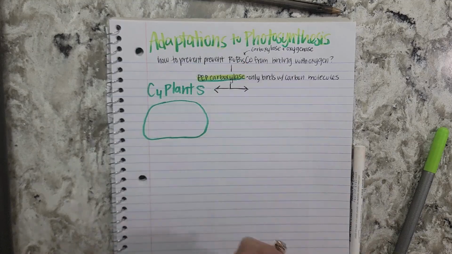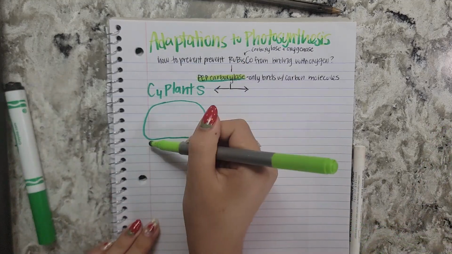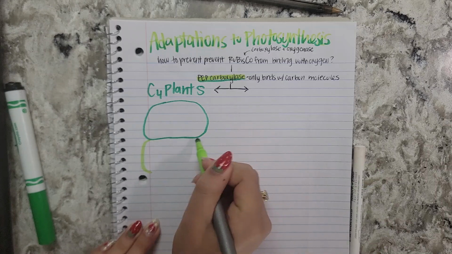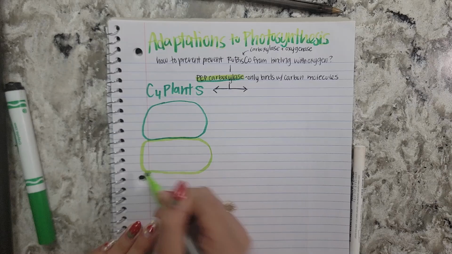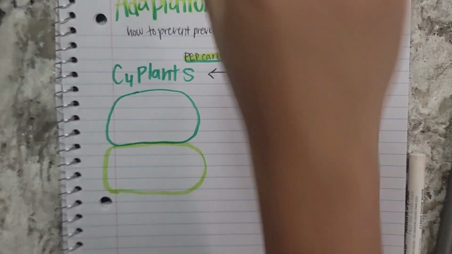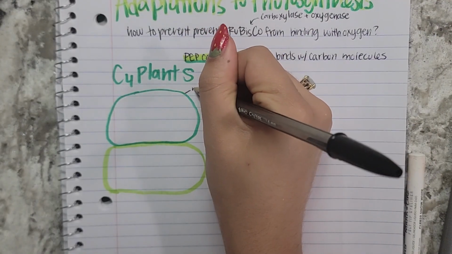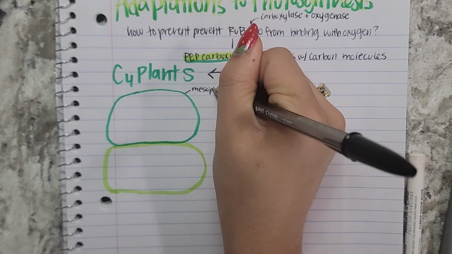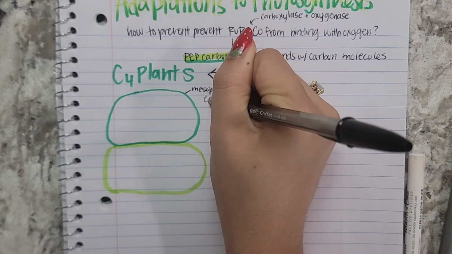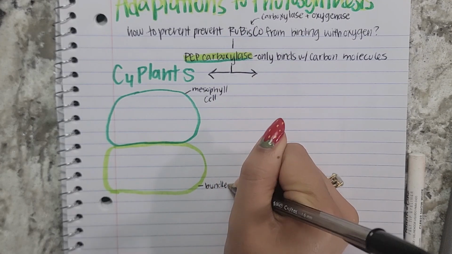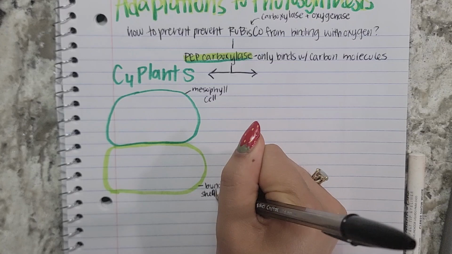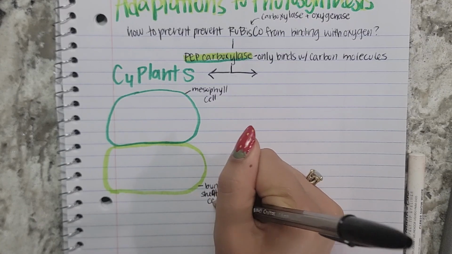Okay, so we're going to draw two different cells here, because what C4 plants do is they separate different reactions into different cells. And you'll see why that's helpful. So this cell here is a mesophyll cell, and this is a bundle sheath cell. You don't really need to know everything about mesophyll and bundle sheath cells, most likely, unless you're in botany, but it is important to know that these are happening in different cells.